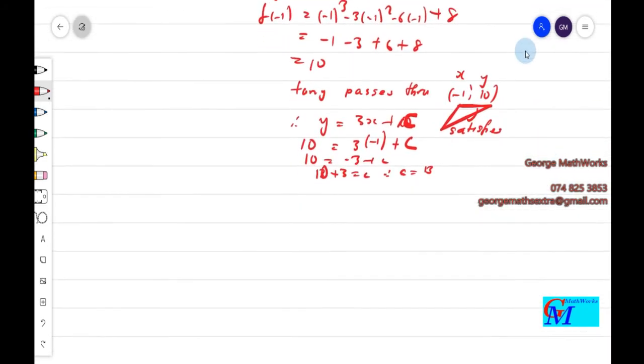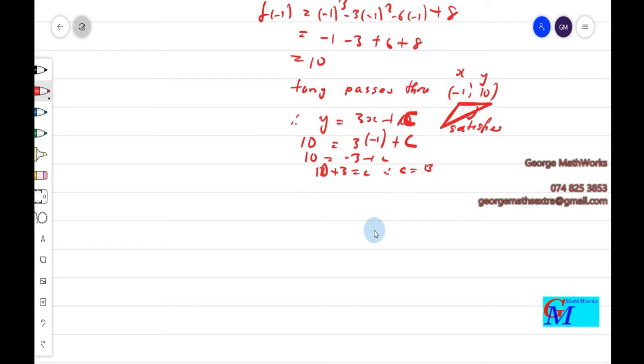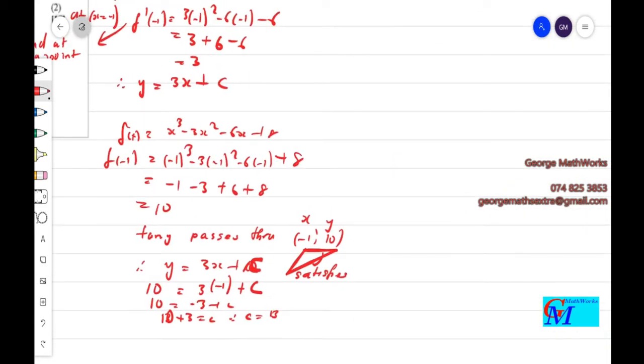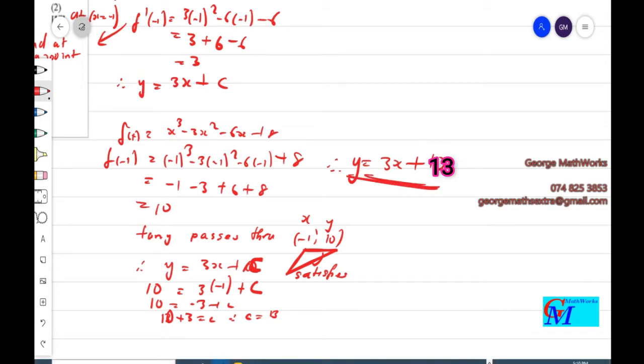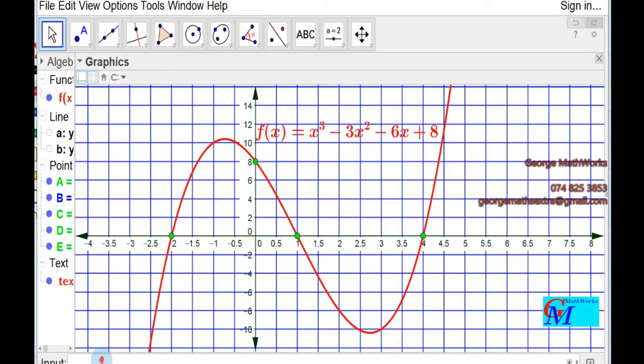Now, we can conclude that the equation of the line, therefore, y equals 3x plus 13. This becomes the equation of the tangent. So I can add this equation of the tangent to the graph that we already saw, and we see if it touches exactly at the point we discussed. So we found y equals 3x plus 13. Sorry about that.